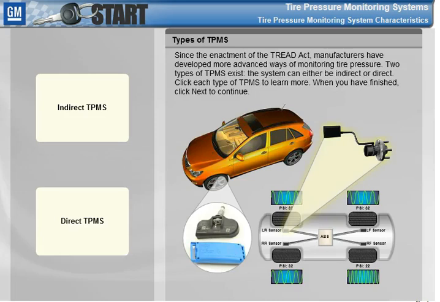Since the enactment of the TREAD Act, manufacturers have developed more advanced ways of monitoring tire pressure. 2 types of TPMS exist. The system can either be indirect or direct. Click each type of TPMS to learn more. When you have finished, click Next to continue.